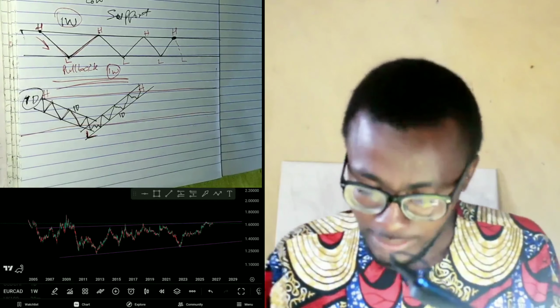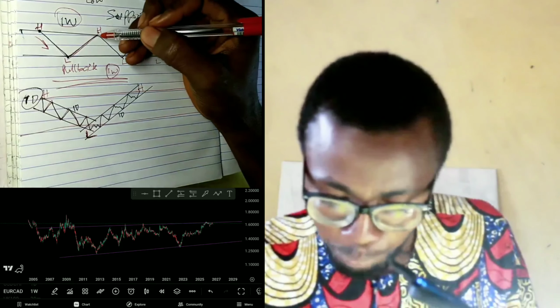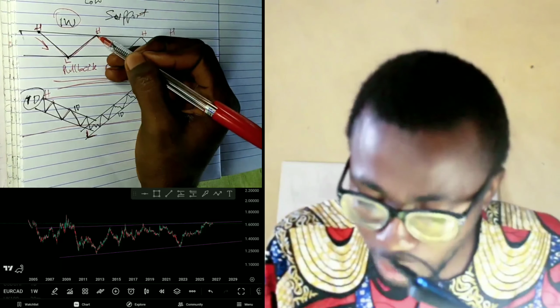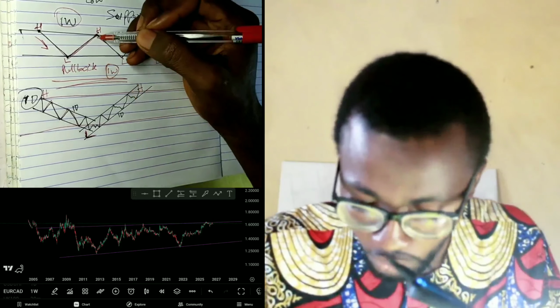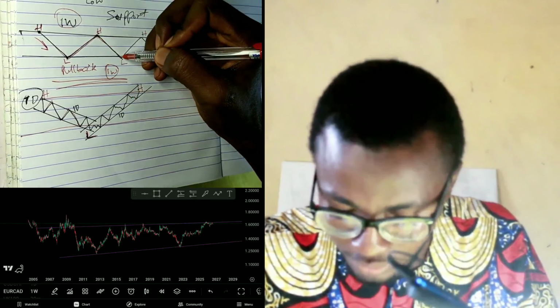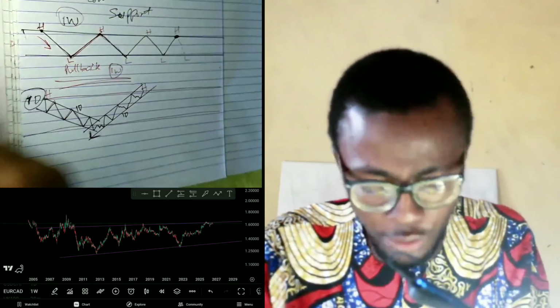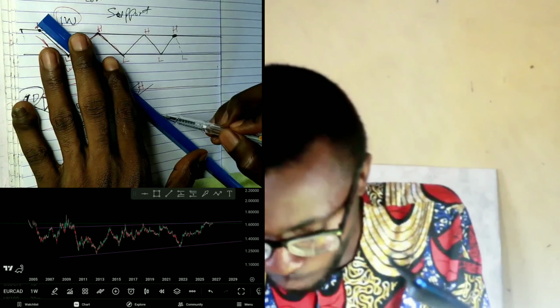Now it pulls back from the high to the low in the 1 week time frame. So when it got to the high of the 1 week time frame, what happens? It pulls back. Where is it pulling back to? To the low. So when you now look at the 1 day time frame, this is going to be looking at the 1 day time frame.